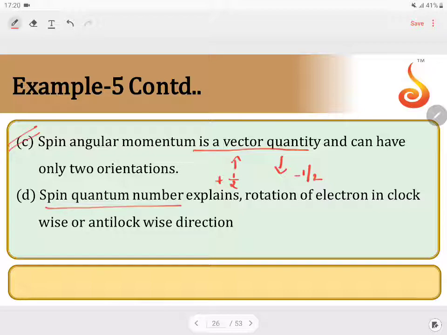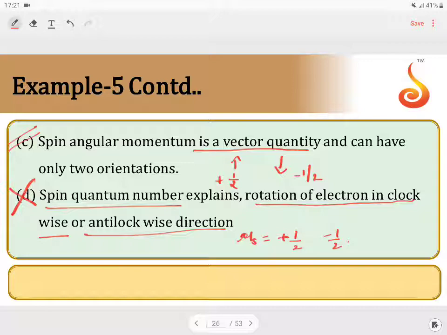If you consider the last option, the spin quantum number explains rotation of electron in clockwise and anti-clockwise direction. This is absolutely wrong because spin quantum number is nothing but mu s. Mu s can have only two values, plus half or minus half. That we know. This will not tell you the rotation of electron. It's not a rotational motion, it is nothing but the spinning motion of electron.